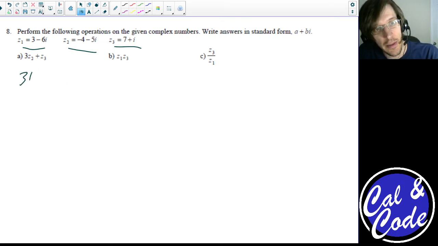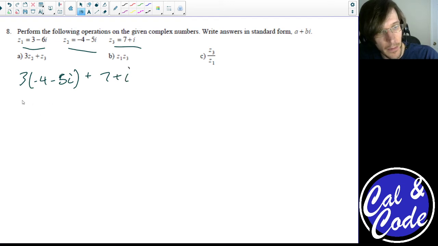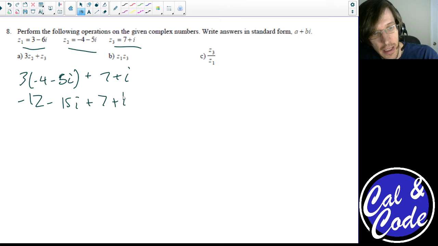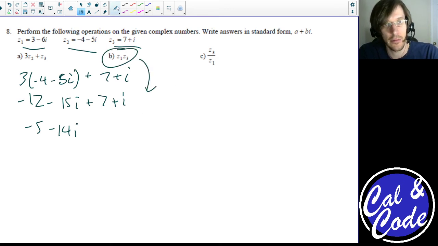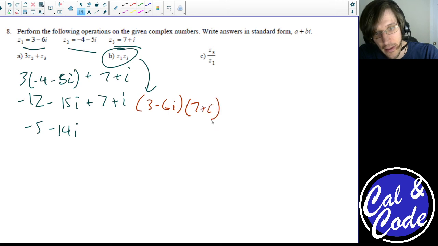So we're going to take 3 times z1, z2, plus z3. That gives me negative 12 minus 15i plus 7 plus i, or negative 5 minus 14i. So that's A. B is multiplying them together. So let's do that in a different color. z1 and z3. So 3 minus 6i times 7 plus i.